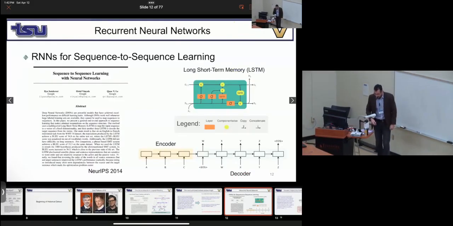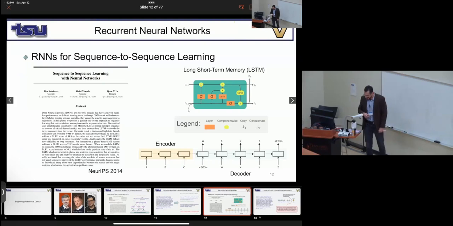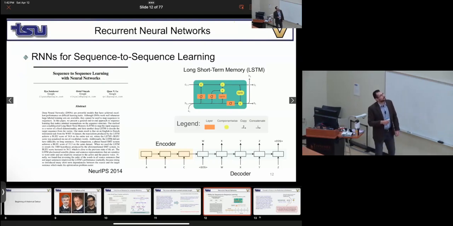So almost 10 years later came another paper, and this name should be familiar, Ilya Sutskever. He was one of the founders of OpenAI, right? He and Sam Altman did it together. And this he has done while he was at Google. It's called sequence to sequence learning with neural networks.